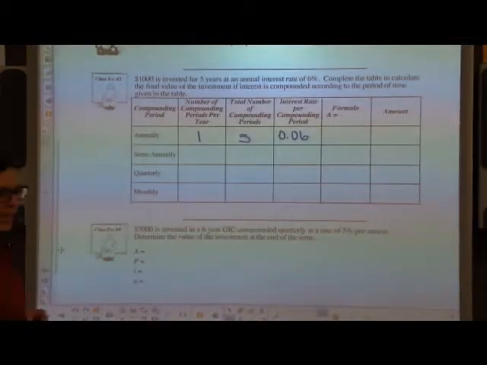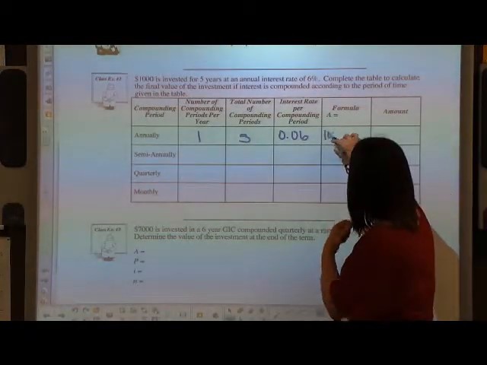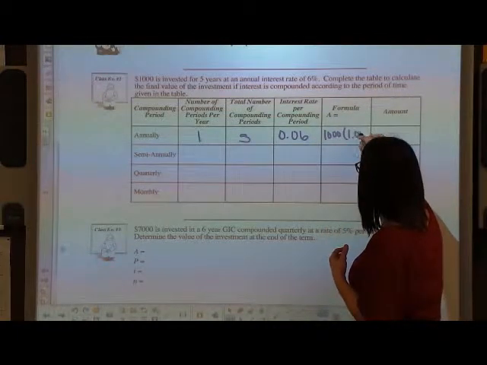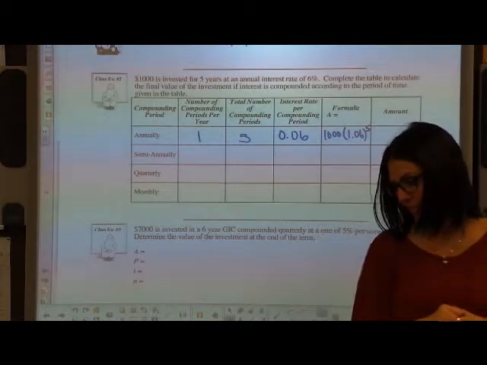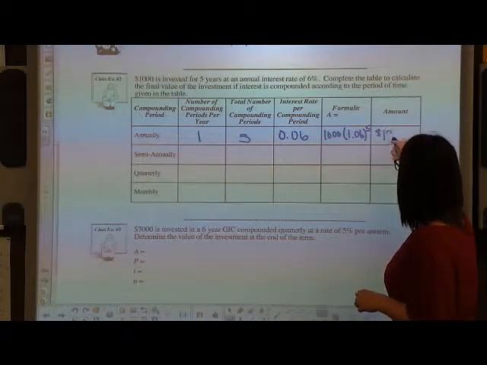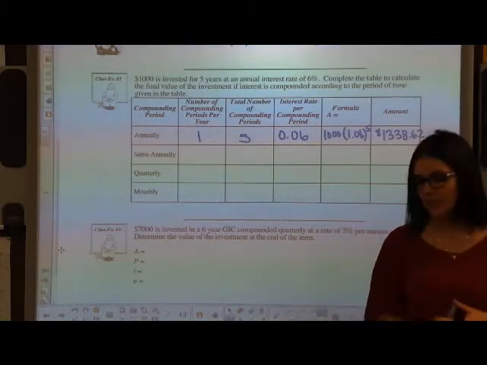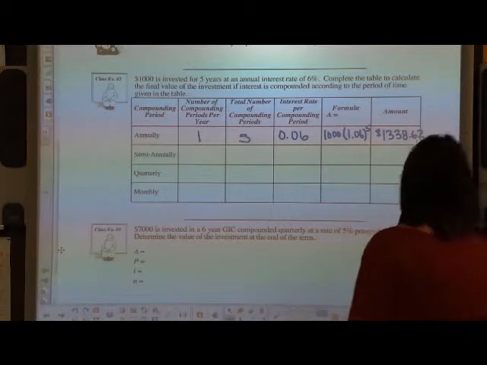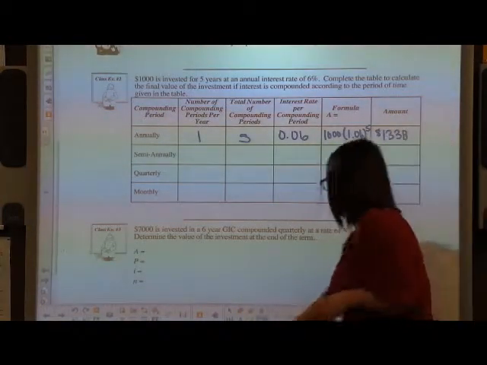Now if I put that into my formula, I've got 1,000 times 1.06 to the power of 5, which gives me an amount of $1,338.62. Or sorry, not 62, 23. Not even sure how I got 62 out of that.